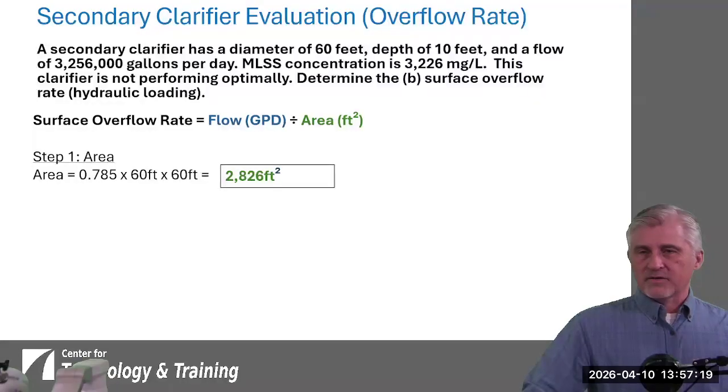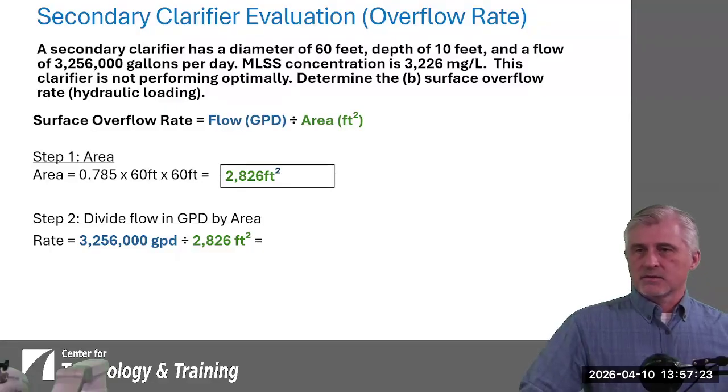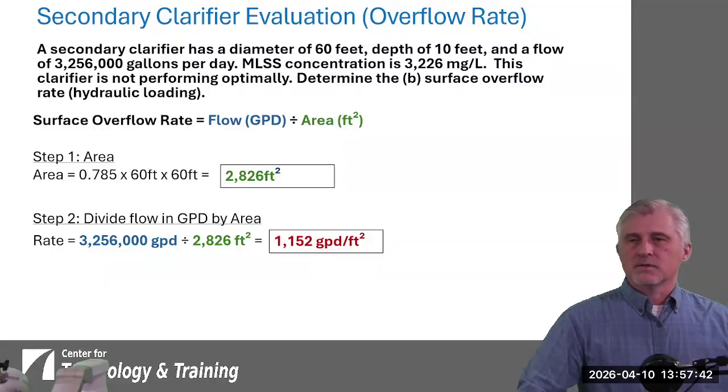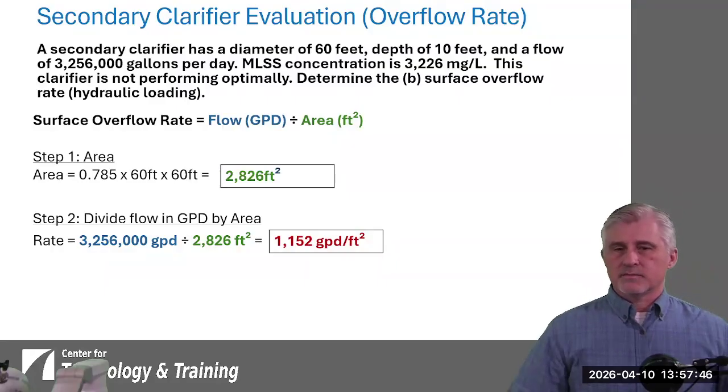From that, we're going to divide our flow in gallons per day by the area that we calculated. So our flow in gallons per day is 3,256,000. Our area of our clarifier is 2,826 square feet. So it gives us an answer of 1,152 gallons per day per square feet.